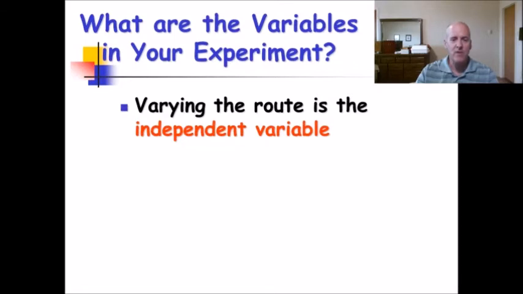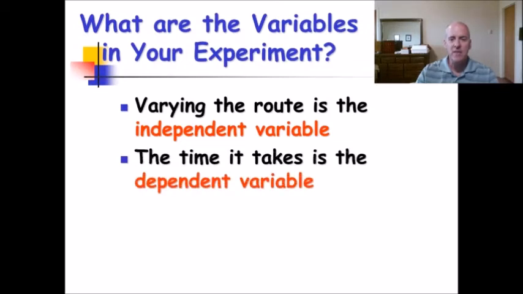Varying the route is the independent variable. That's the thing that we're changing. The time that it takes is the dependent variable. That's what we're measuring. It depends on the route. The time it takes is going to depend on which route you take.